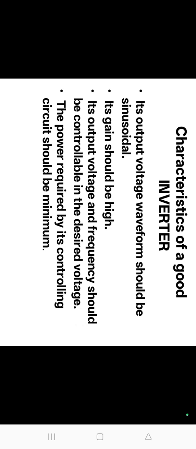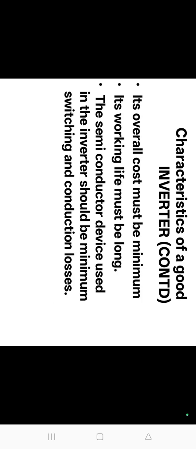Next one is the characteristics of a good inverter. Its output voltage waveform should be sinusoidal. The gain should be high. Its output voltage and frequency should be controllable as desired. The power required by its controlling circuit should be minimum. Its overall cost must be minimum. Its working life must be long. The semiconductor devices used in the inverter should have minimum switching and conducting losses.